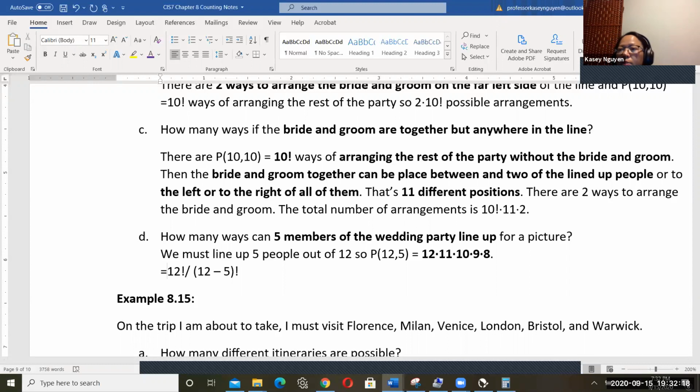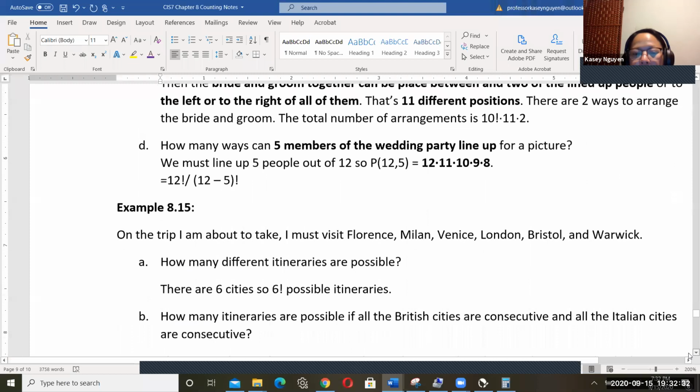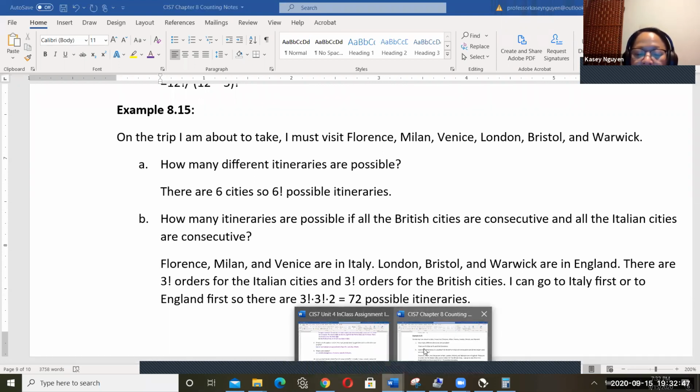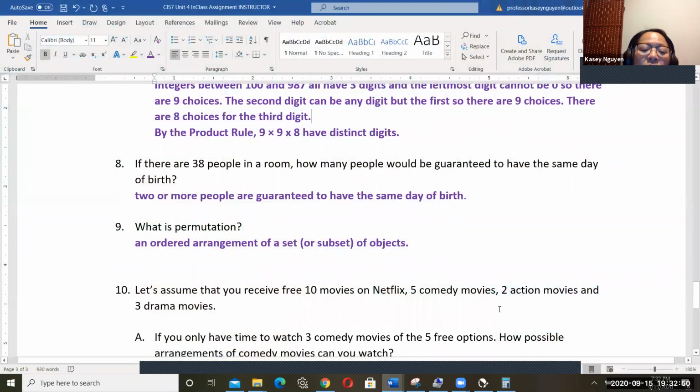Okay, any question? So we'll go a little bit more with the formula and with the exercises. Next week we'll do a few more exercises with that. And here 8:15 talks about different places to visit with the possibility, with the iterations. So you can follow that to look at that example if you wish. So make sure that we know the definition for permutation. It's an ordered arrangement in the set or the subset of objects.